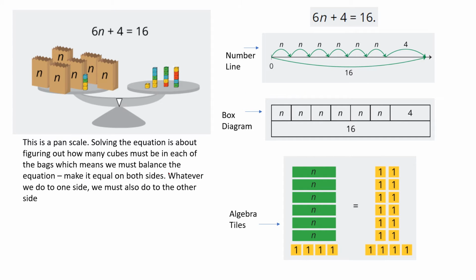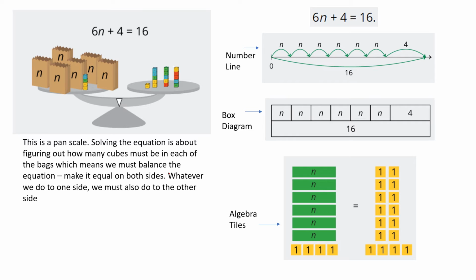Okay, in this example here, this is actually a full equation. 6n plus 4 equals 16. What you see here is a pan scale. So basically solving the equation is about figuring out how many cubes must be in each of the bags, which means that we must balance the equation, or make it equal on both sides. So whatever we do to one side, we must also do to the other side in an equation.